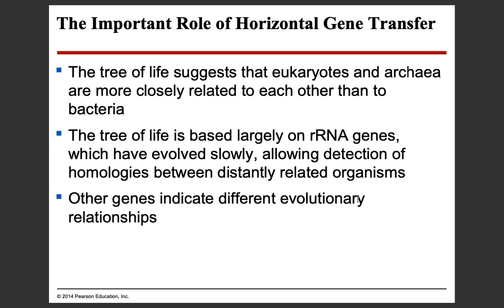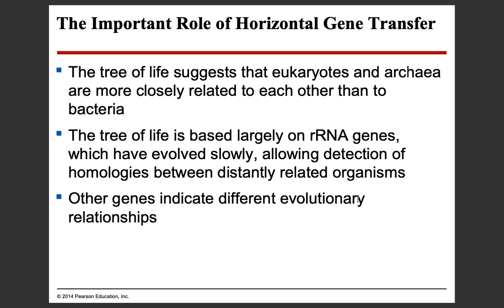So the tree of life suggests that eukaryotes and archaea are more closely related to each other than bacteria, which is kind of wild and newer in science. And the tree of life is based largely on rRNA genes, which have evolved very slowly, allowing detection of homologies between distantly related organisms. rRNA is what makes up your ribosomes, which is a conserved character because all prokaryotes and eukaryotes have them, so it's easy to study them that way. Other genes indicate different evolutionary relationships.